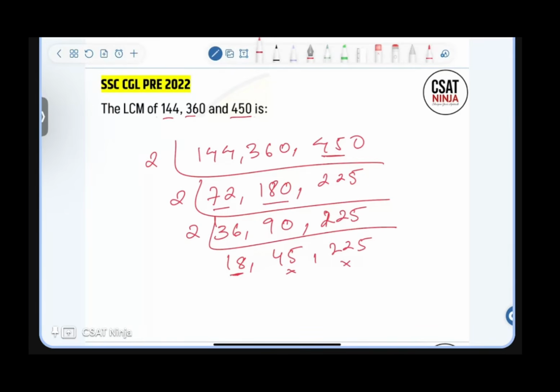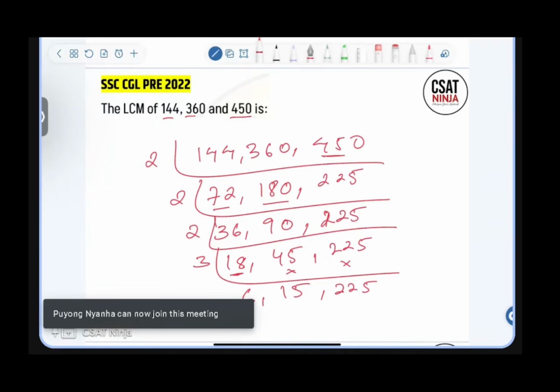Can I use 3? Let me check. 8 plus 1 is 9. That means 18 is divisible by 3. What about this? 5 plus 4 is 9, which means that's also divisible by 3. 3 sixes are 18. 3 ones are 3. 3 fives are 15. 2, 2, 5.